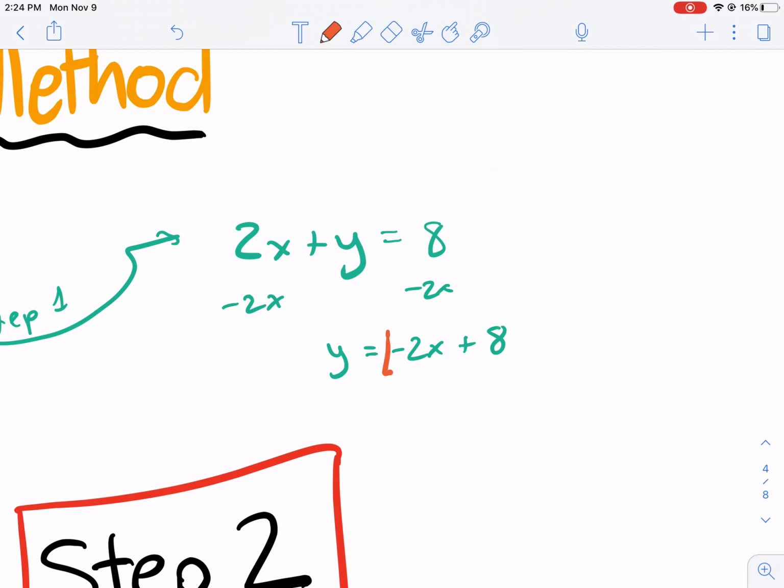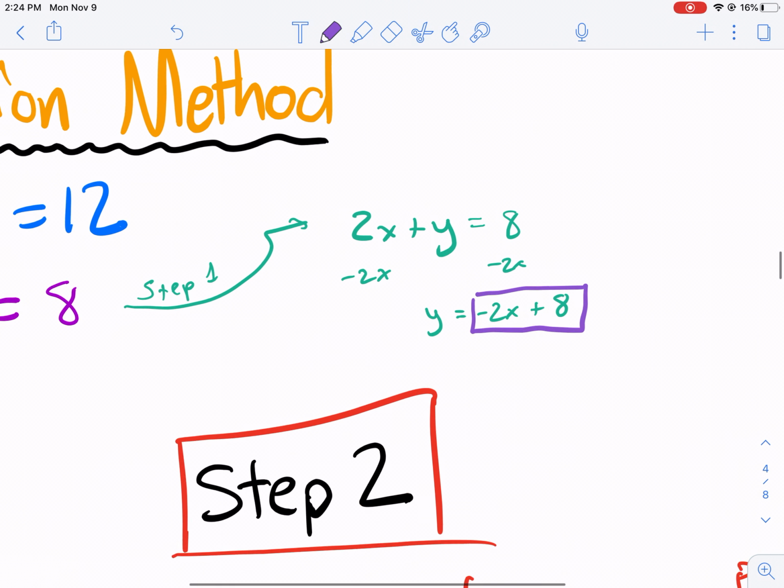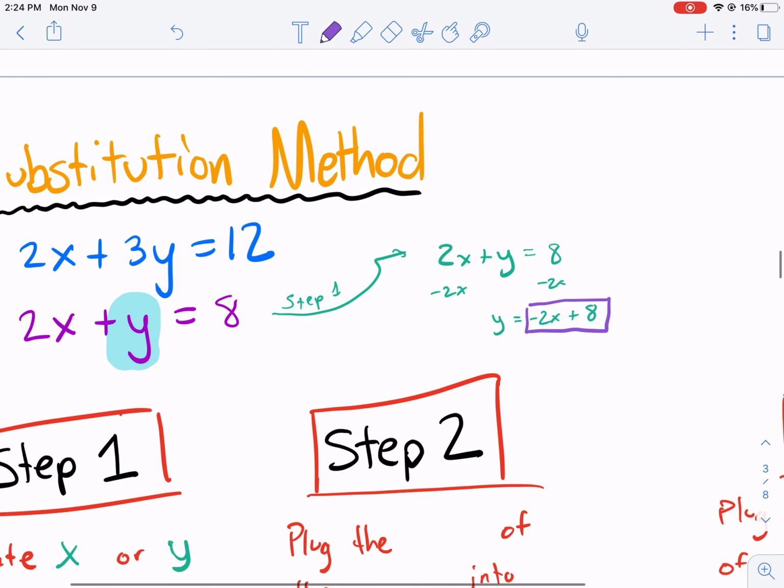So I'm going to put a box around this. I don't like that color, I want it purple, a little more color. I know the value of y. I have y by itself, and y is equal to -2x plus 8. So what do I do now?